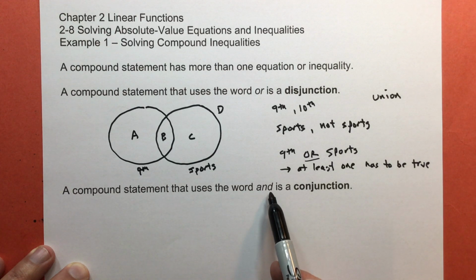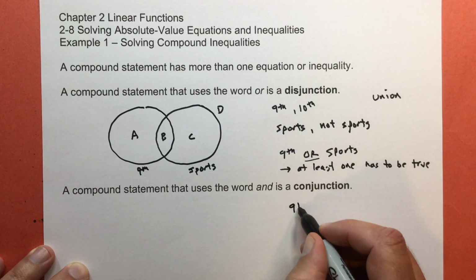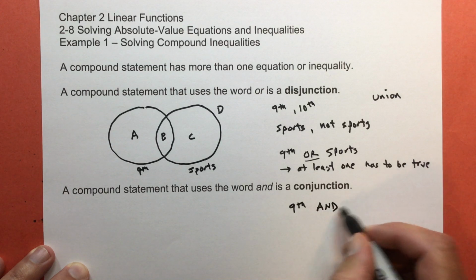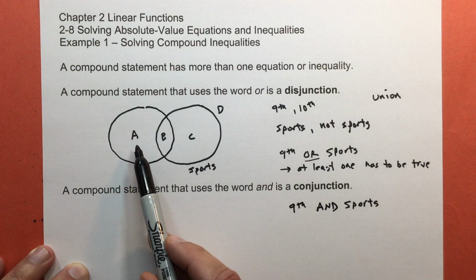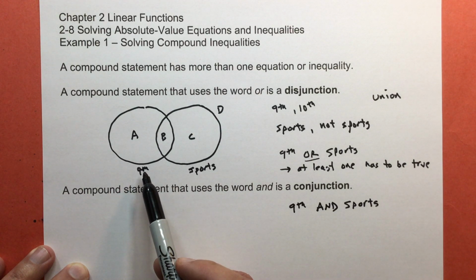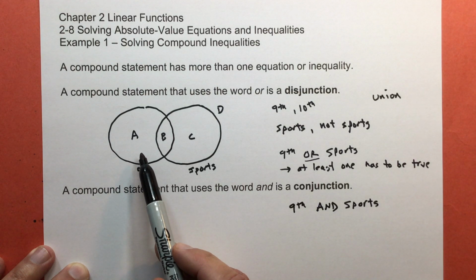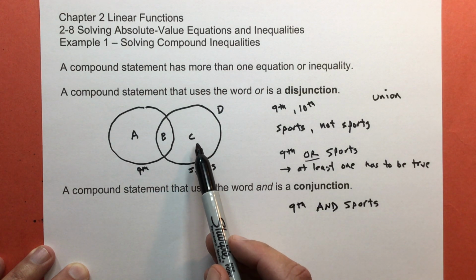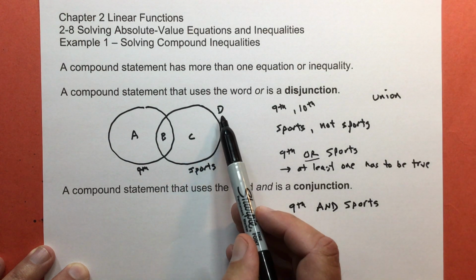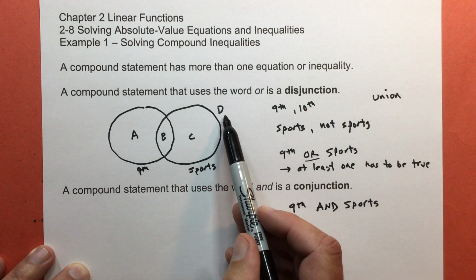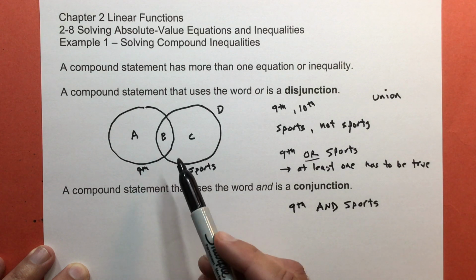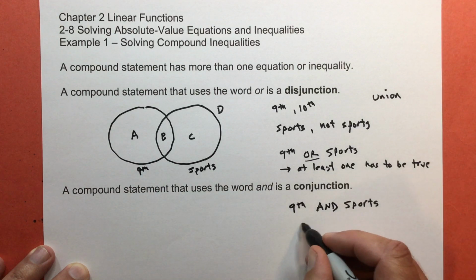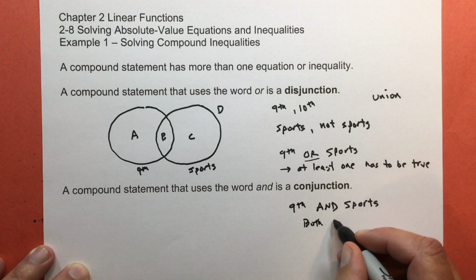If I switch over and start talking about the word and, if I said raise your hand if you are a ninth grader and you play sports, the people in A are not going to raise their hand. They are ninth graders, but they don't play sports. The people in C are not going to raise their hand. They do sports, but they're not ninth graders. And the people standing outside in this section D on the outside, they're neither, so they're not going to raise their hand. The only people that are going to raise their hand is this right here in section B. So in other words, both have to be true.